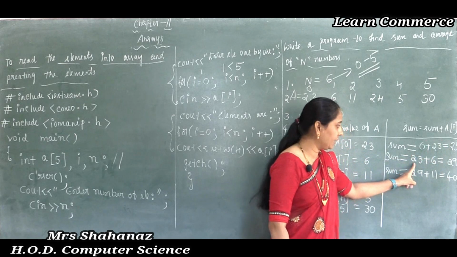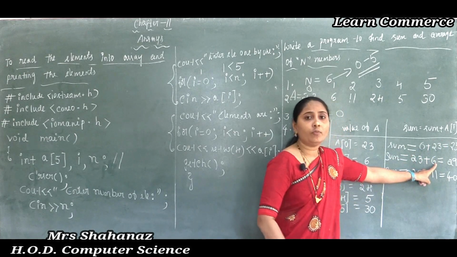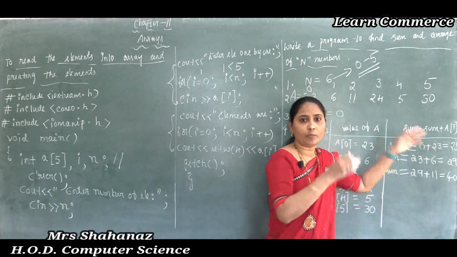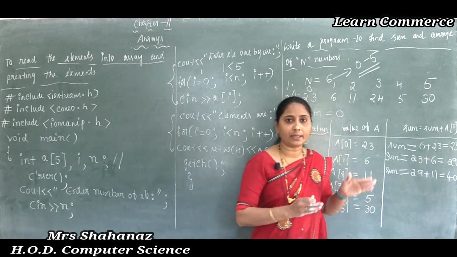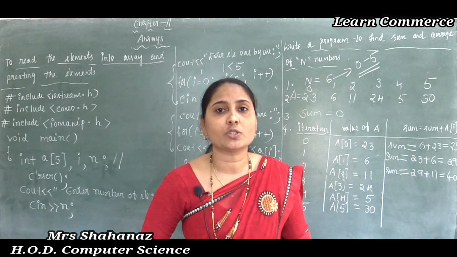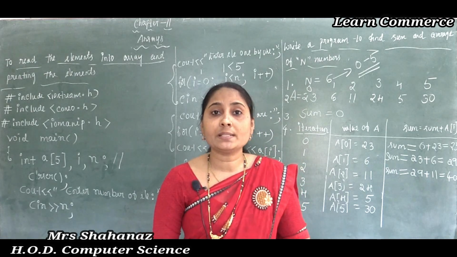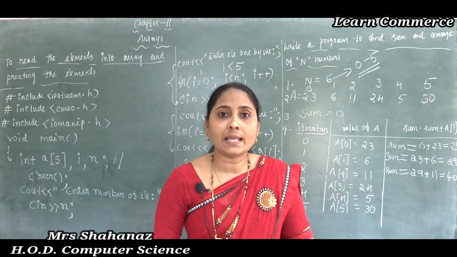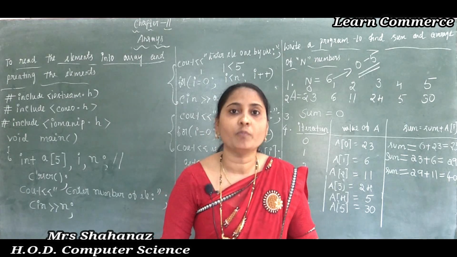So with the sum value 23, we are adding the first position value. One by one we need to add, correct? What's the meaning of the statement sum is equal to sum plus a of i? That means the elements of the array are added to the variable sum one by one.